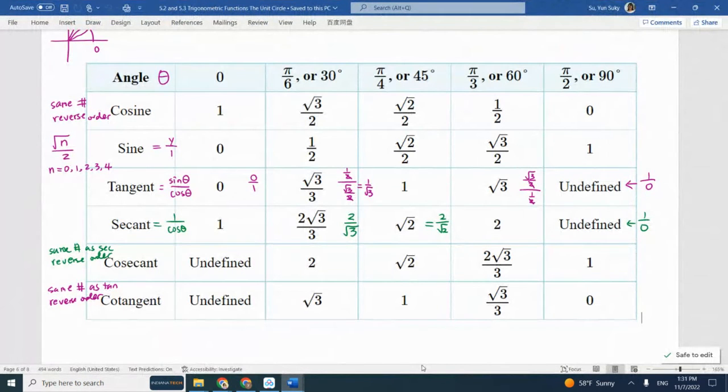So we gotta catch up. Okay, come back to trig.